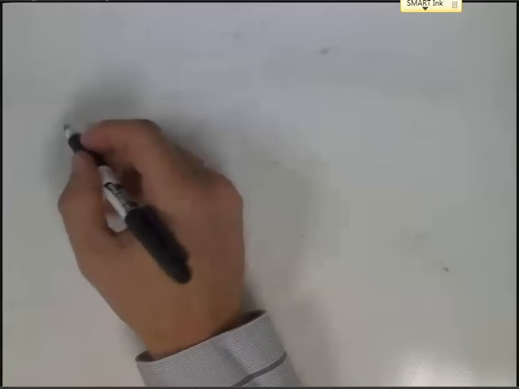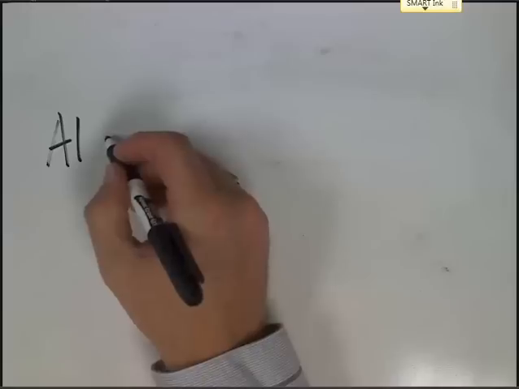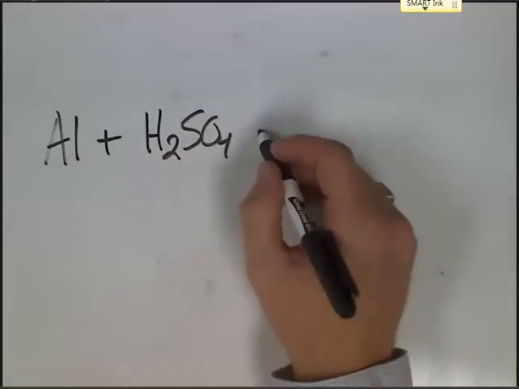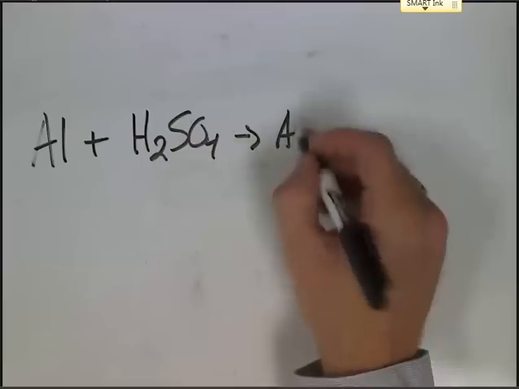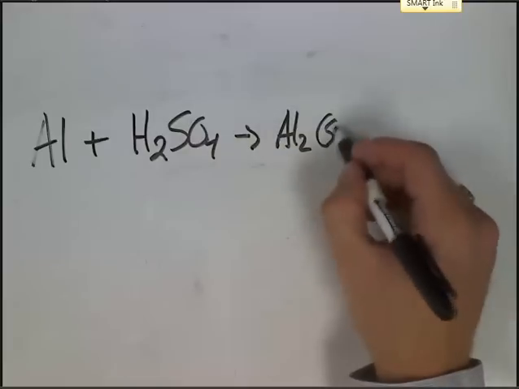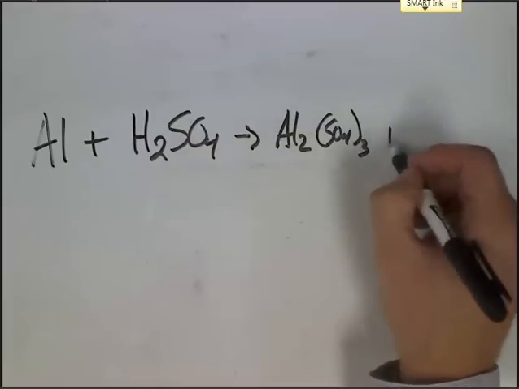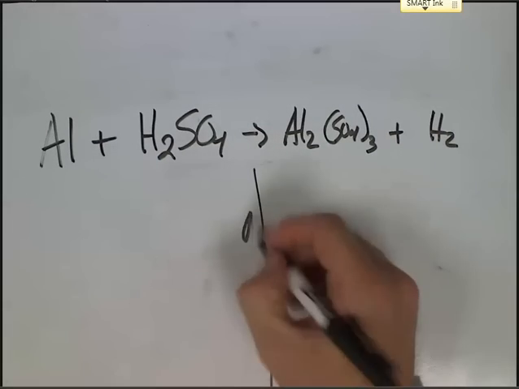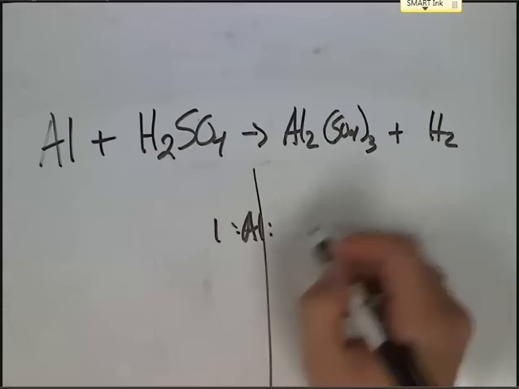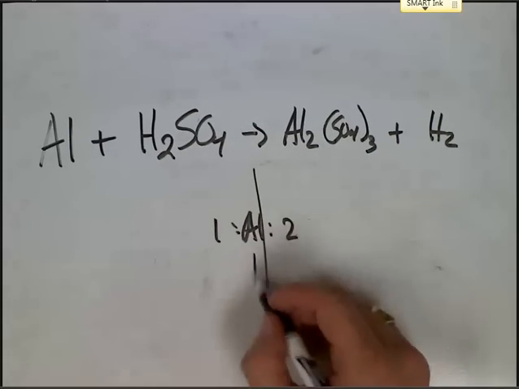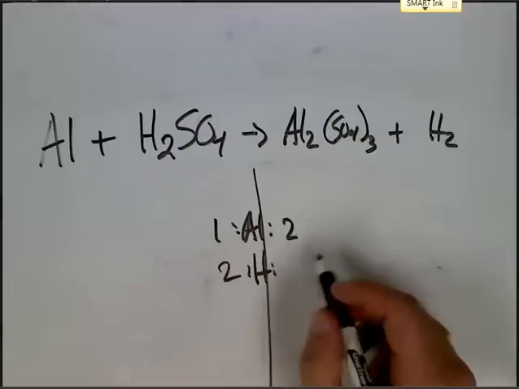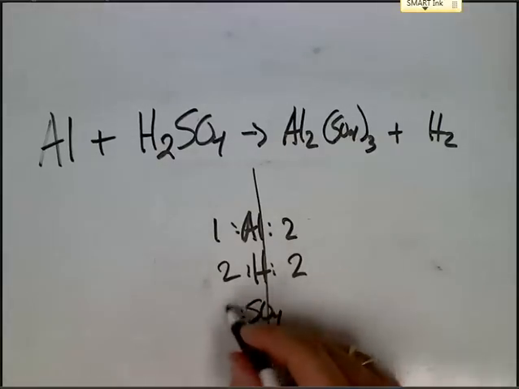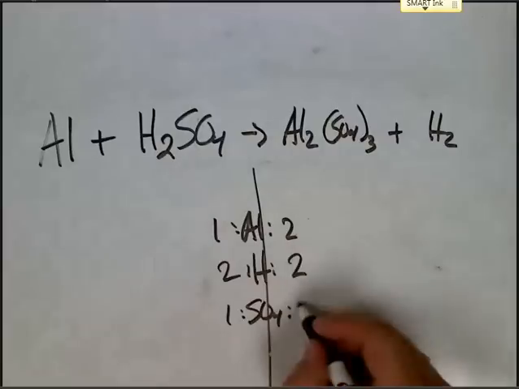Last one. Aluminum plus H2SO4, sulfuric acid, giving you Al2SO4 plus H2. Let's break it all down. We've got aluminum, 1 of them on here, 2 of them on this side. Hydrogen, I've got 2 of them over here, 2 of them over here. And then SO4, 1 of them over here, 3 of them there.